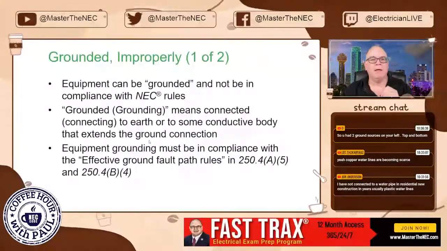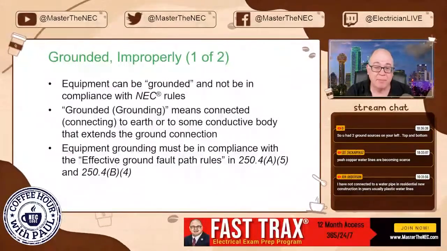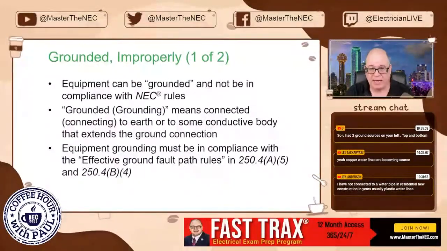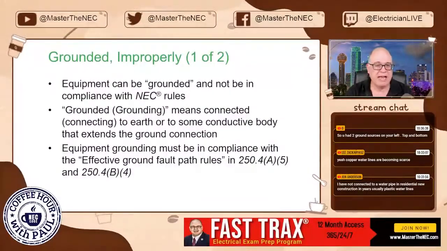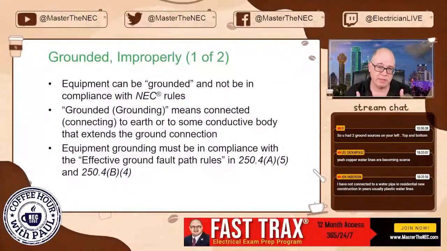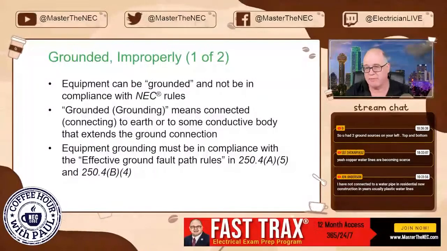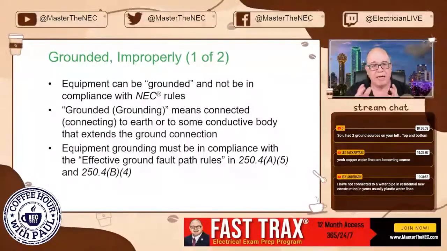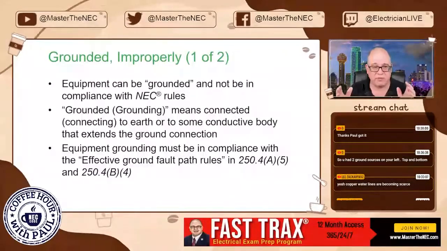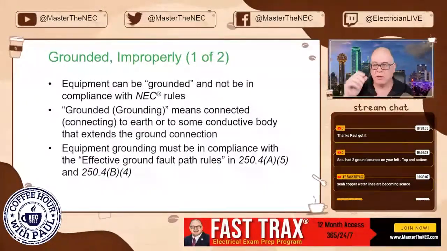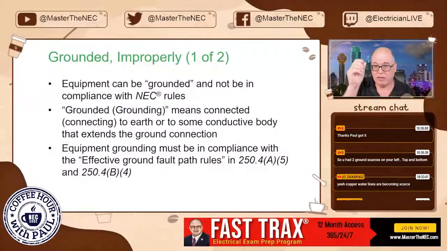All right. Grounded improperly. Equipment can be grounded and not be compliant with the NEC. So this happens a lot. A good example of this is a light pole out in a parking lot. You're supposed to have an equipment ground run to it. That way it clears the branch circuit protection going to that post light. But some engineers will want you to have a ground rod at it, which is totally unnecessary, but they want it there, right? So you're not going to make that connection, okay, to any neutral.